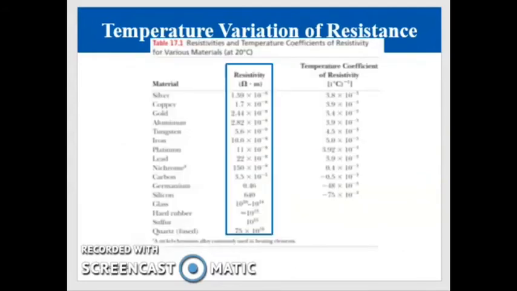The table gives the temperature coefficient for various materials. This is table 17.1. The interesting negative values for alpha for semiconductors arise because these materials possess weakly bound charge carriers that become free to move and contribute to the current as the temperature rises.